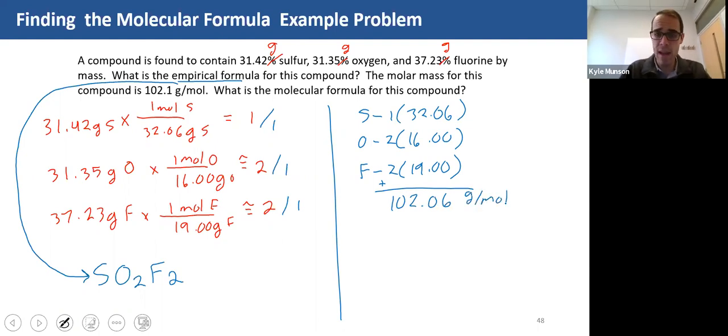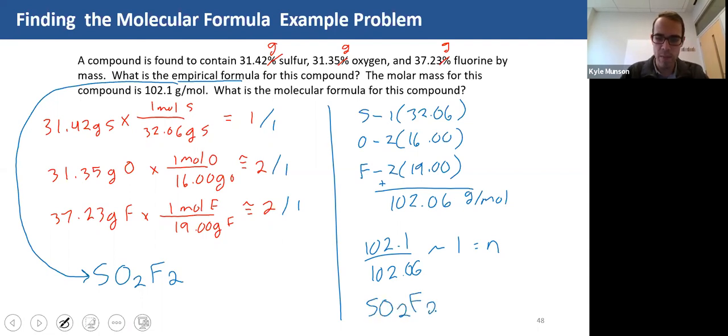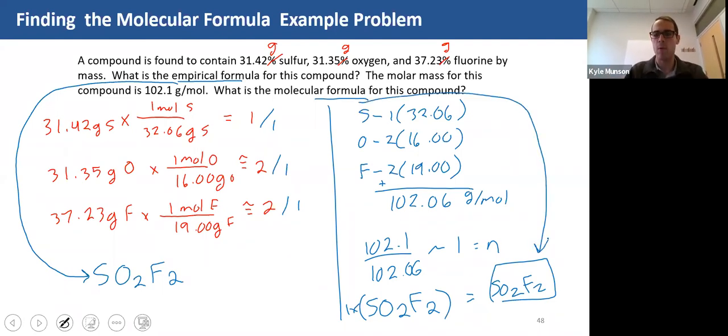And if you look at it now, we take the molar mass of the compound, 102.1, divide by what we just got, which is basically the same thing. That's approximately equal to 1, which is equal to N. So in this case, the molecular formula unit is the empirical formula unit. N is just equal to 1. So I'll just write it out here: 1 times the empirical formula unit, which is just equal to SO2F2. So this is the molecular formula for the compound.